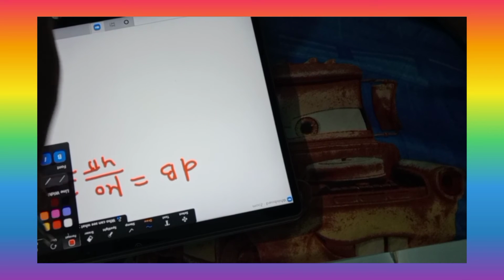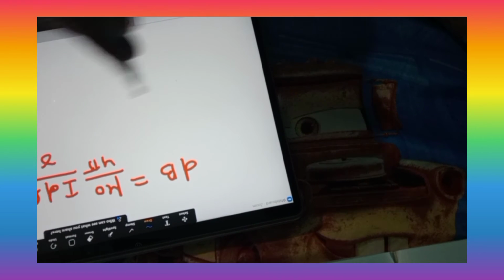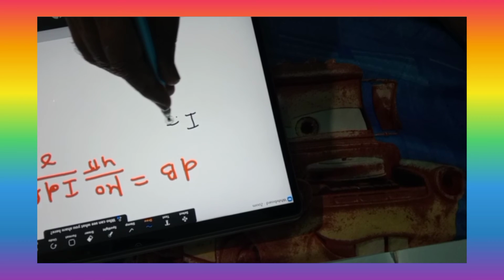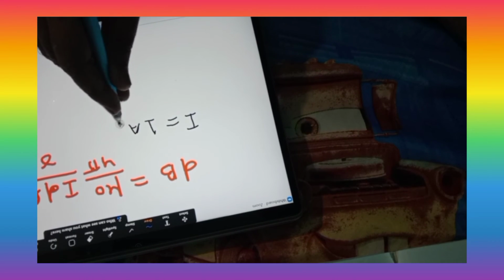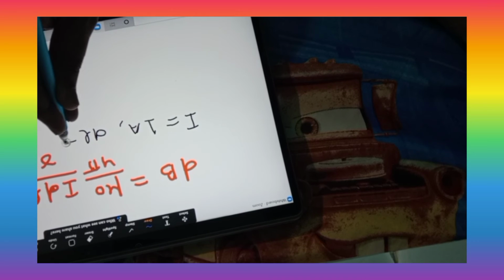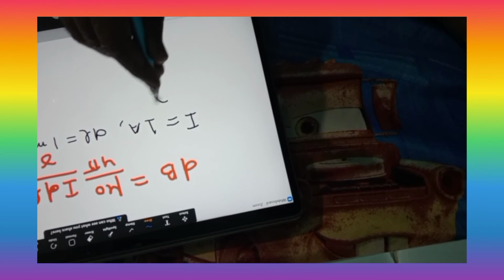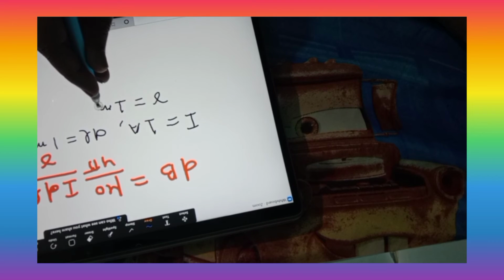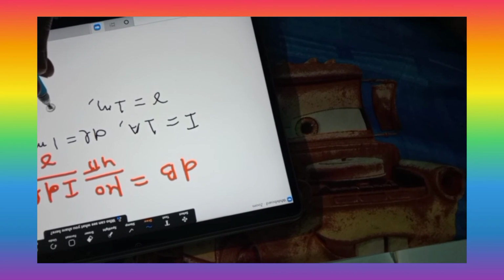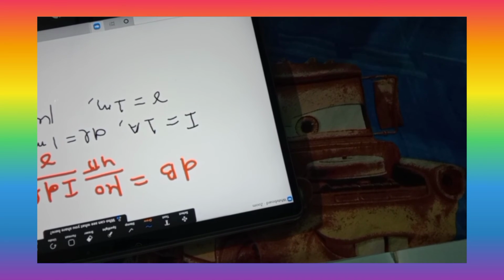Suppose I is equal to 1 ampere, the length of the current element is 1 meter, theta is equal to 90 degree, and r is equal to 1 meter. All of you know mu 0 is equal to 4 pi into 10 to the power minus 7. This is the permeability of free space for the Biot-Savart law.